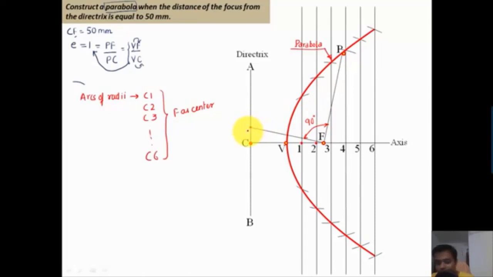Anyways, this is the point that we're going to refer to as T, and when you join T with P, you're going to have what you call a tangent, and a line perpendicular to the tangent, also passing through point P, is what you call a normal.